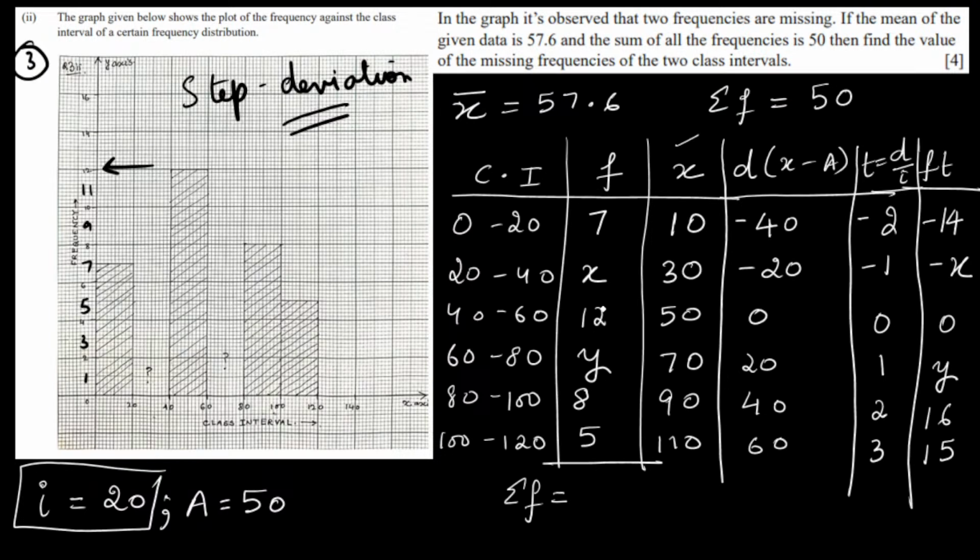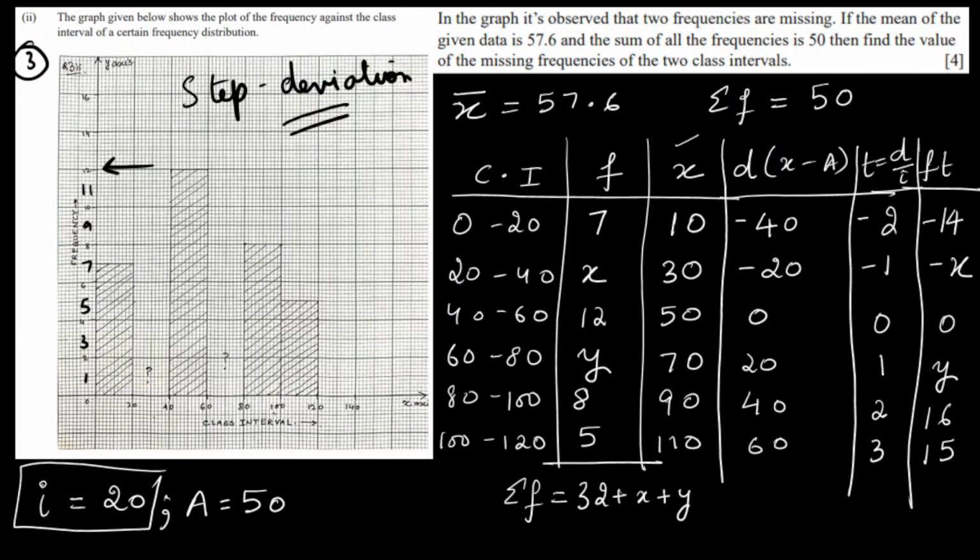7 plus 12, it's 19. 19 plus 8. Okay, so it's 32 plus x plus y. I'm just writing only one, as I want you people to share your answers. 32 plus x plus y. So this is 32 plus x plus y.